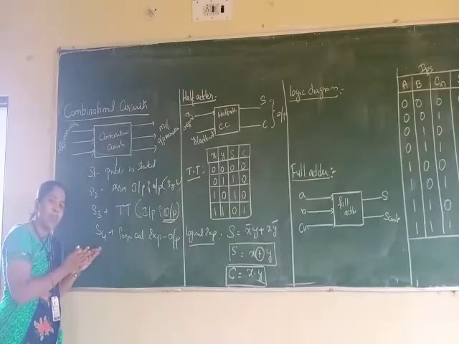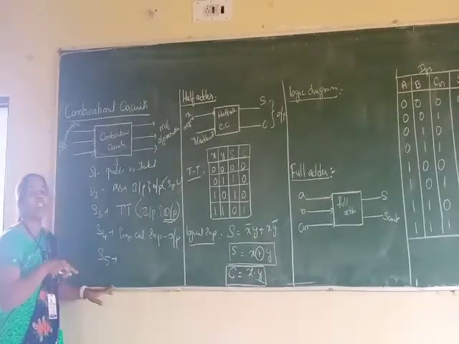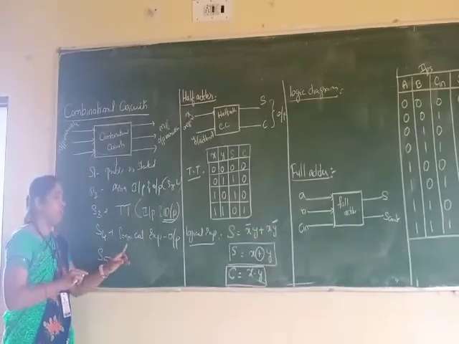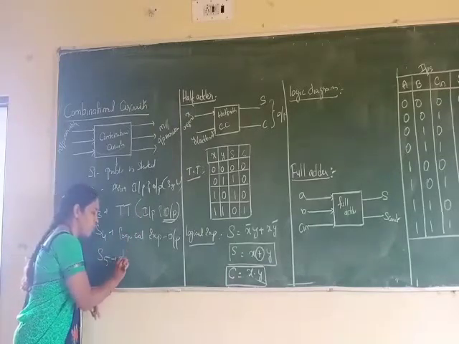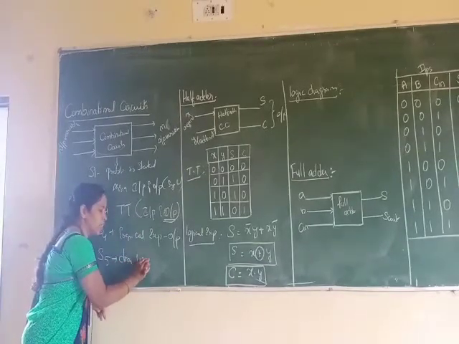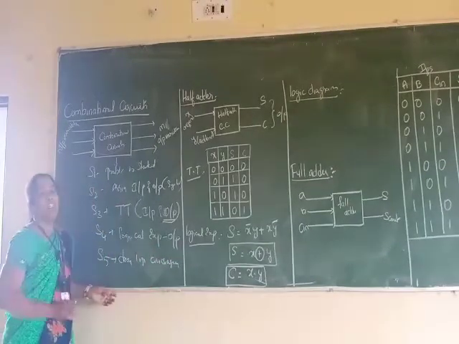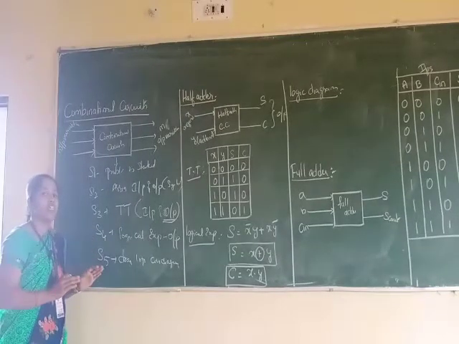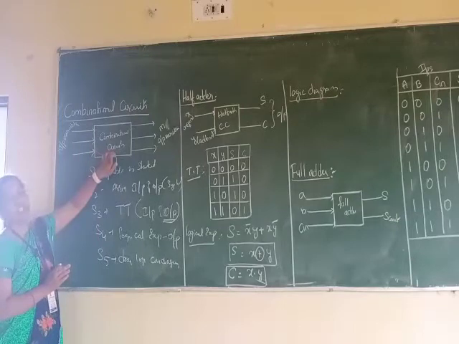Once the logical expression is generated, you are going to draw the circuit diagram. That is the fifth step. Once the logical expression is generated from the truth table, then we draw the logic circuit diagram. These are the steps included to generate the logic circuit diagram.